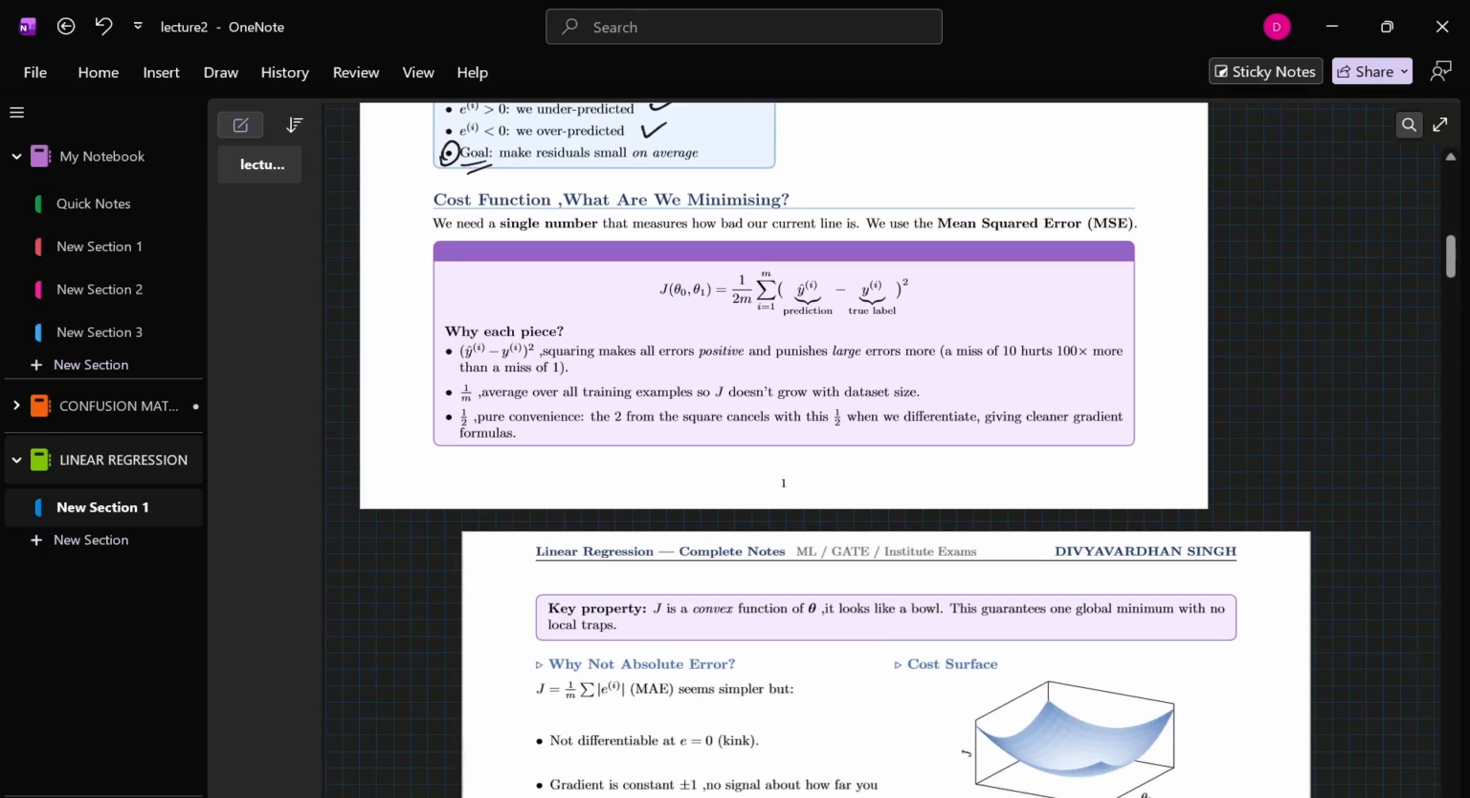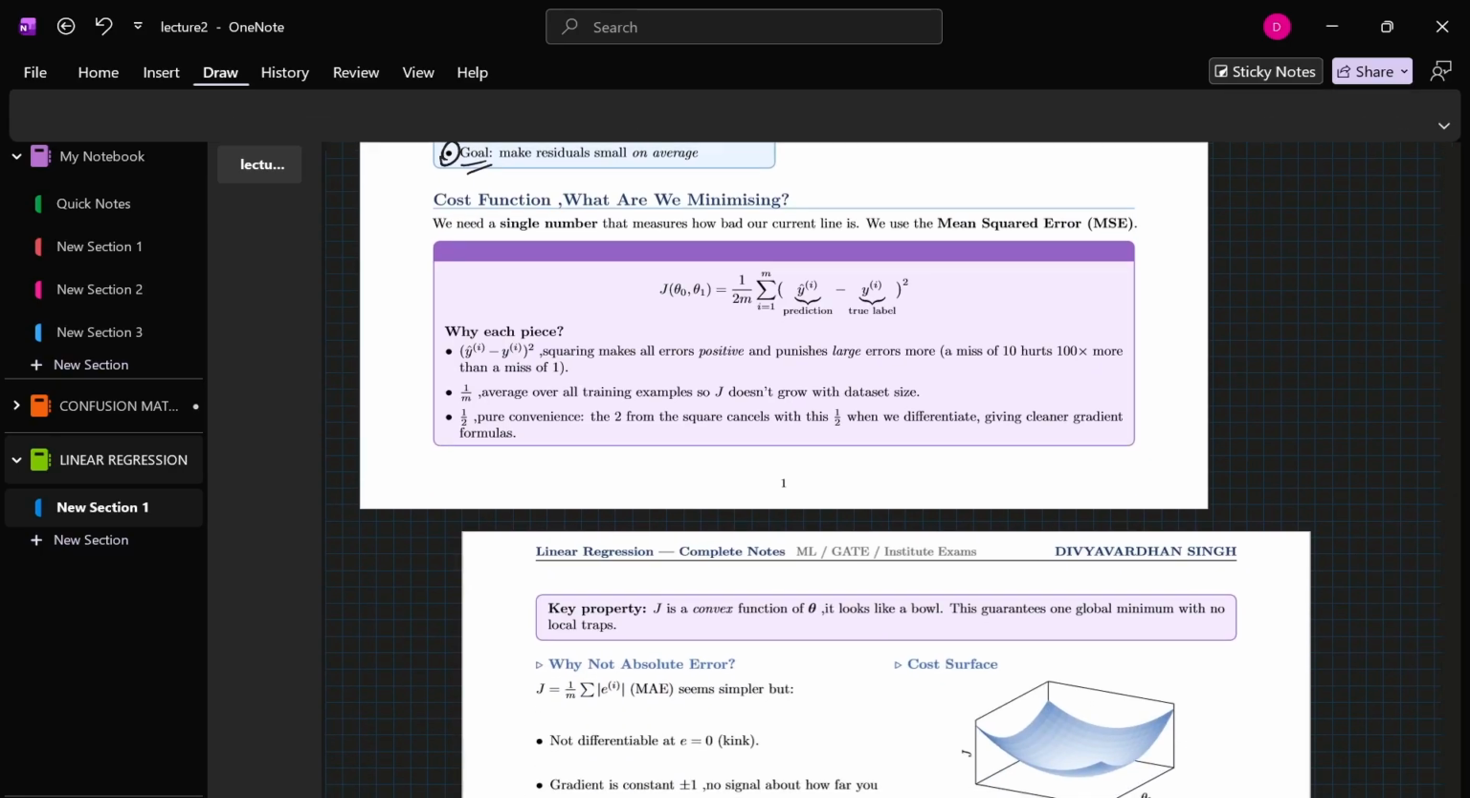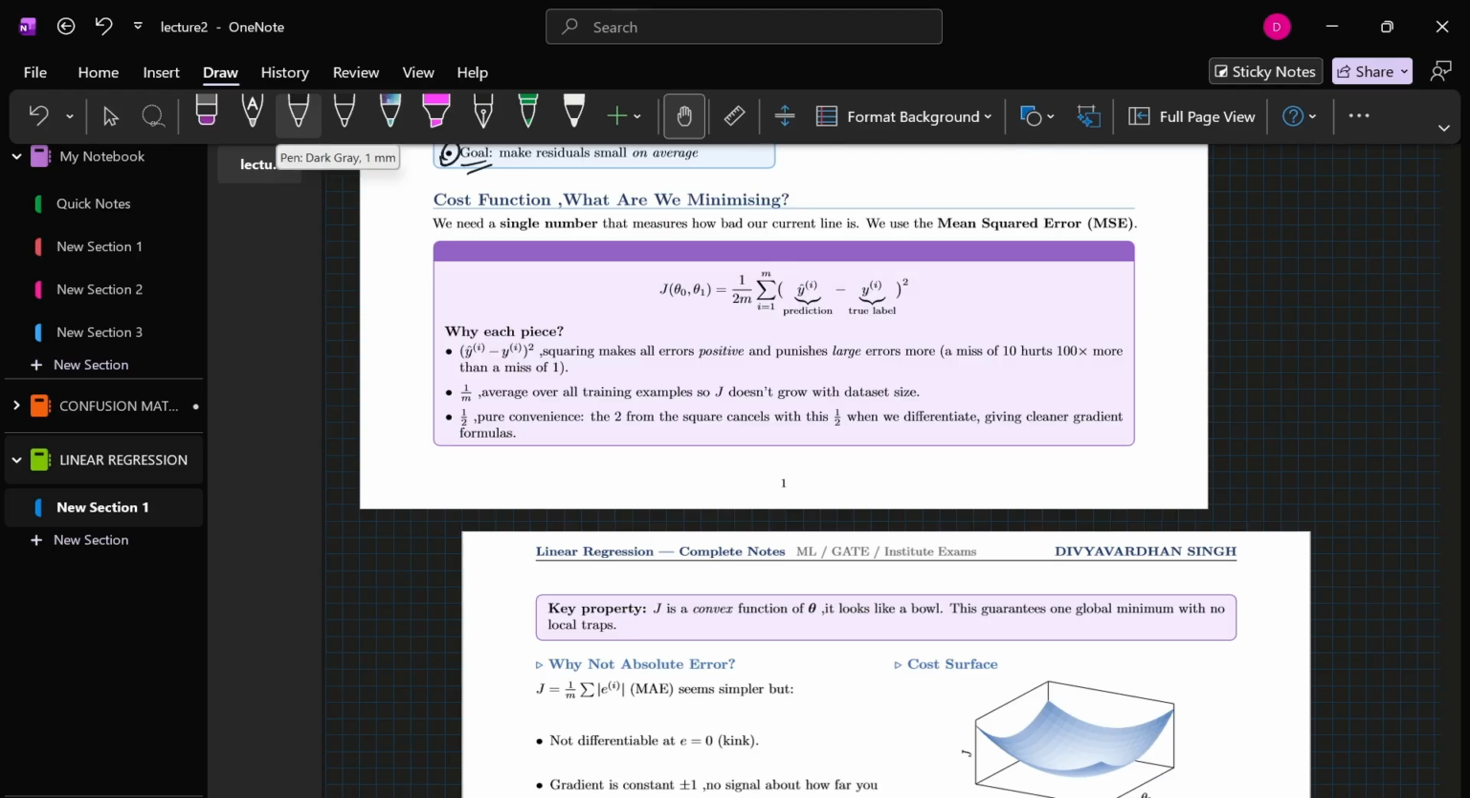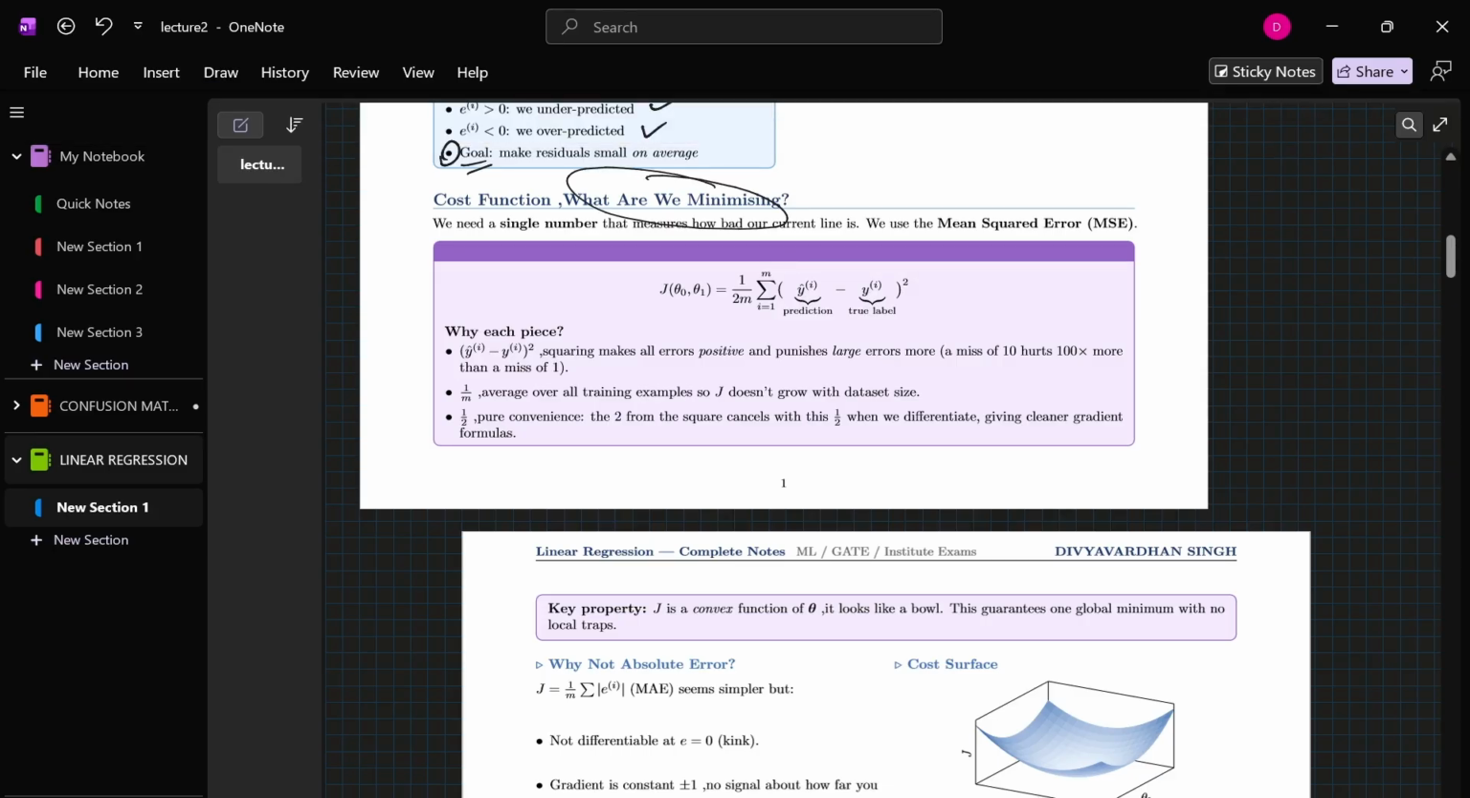Now moving forward to section 3, which is the cost function. So here's the key question: how do we minimize those gaps collectively? Okay, we need a single number that summarizes how bad the current line is, and that's what we call the cost function. We use the mean squared error here, which is written as J. Let's break it down.